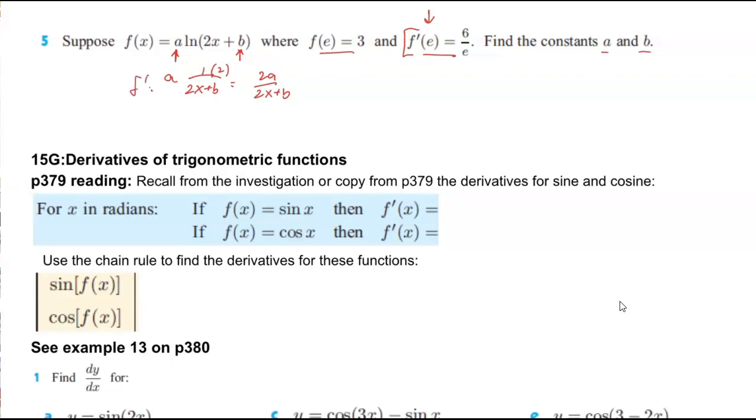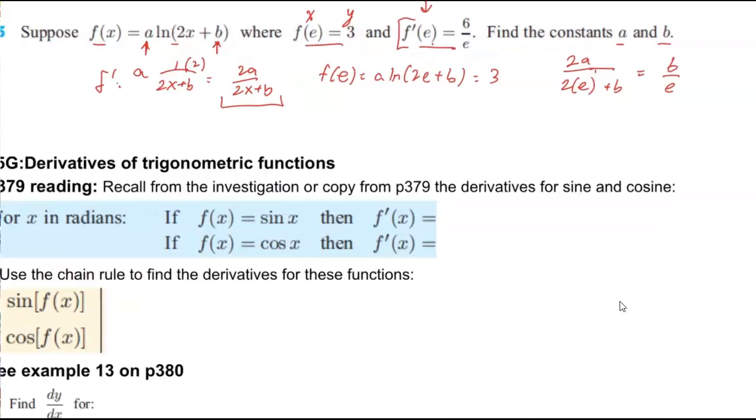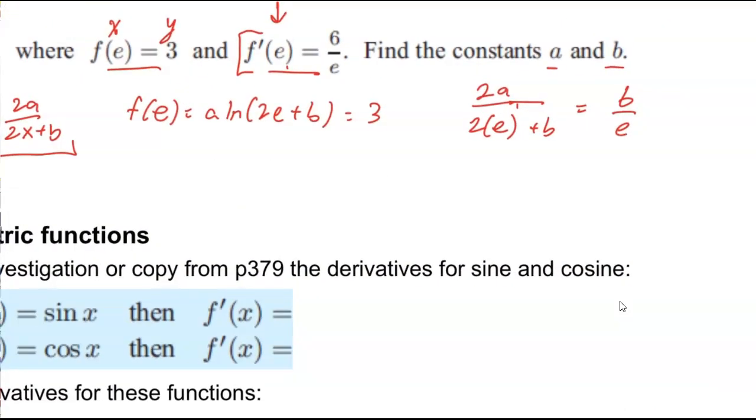And now we're going to use our two pieces of information. The first piece of information says when x is equal to e, y is equal to 3. So we're going to put that into our original f of x function. So f of e is equal to a natural log of 2e plus b. That happens to be equal to 3. F dash of e, which is this, I'm going to put e in for x, is equal to 6 over e. So now we have two equations and two unknowns. They're not nice equations, but we should be able to figure out what a and b are based on this.